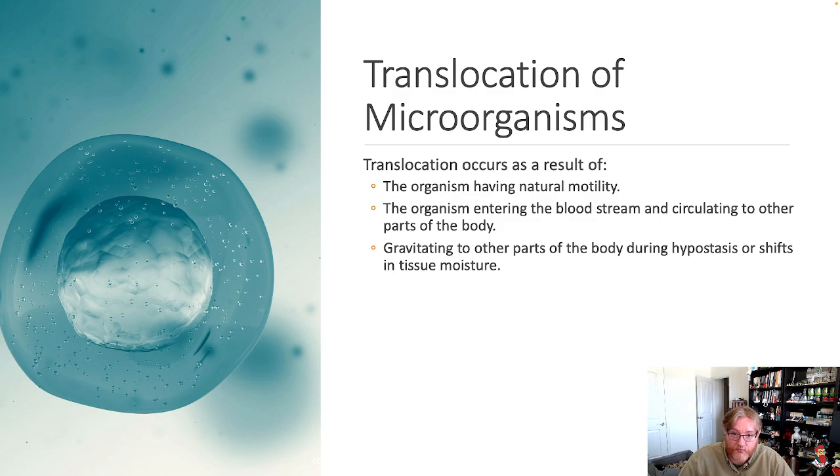Translocation occurs as 1, the organism having a natural motility. In other words, it has a flagella or something else that can actually push it around your system. The organism has entered your bloodstream and is now circulating to other parts of the body. So once it gets into your vascular system, really the only thing that polices your vascular superhighway is the white blood cells as traffic cops. If they're not looking, the microorganisms can use that system to spread throughout your entire body.